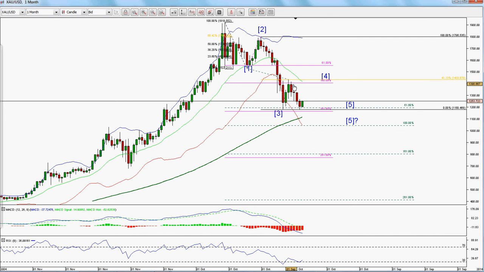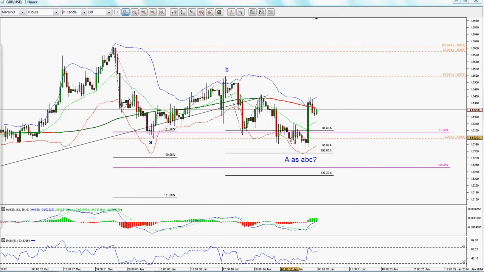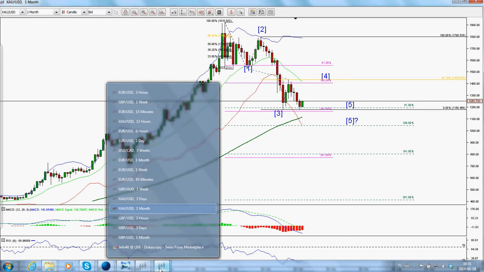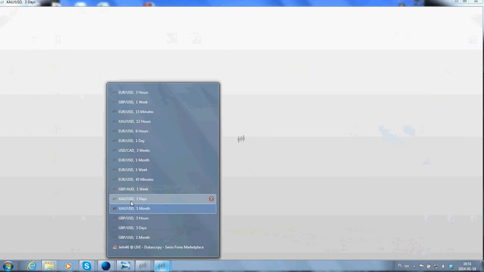This is the monthly chart. Gold, in my opinion, we will have five waves to the downside with this gold. 1, 2, 3, and the fourth is developing, A, B, C, and the final fifth. Then A, B, C, and maybe another 5. So this is what I can expect.